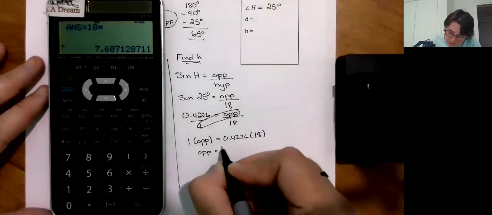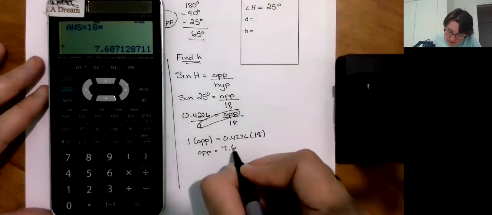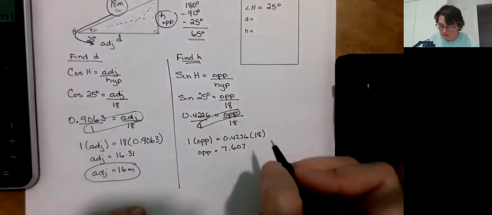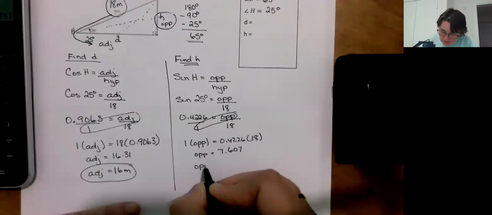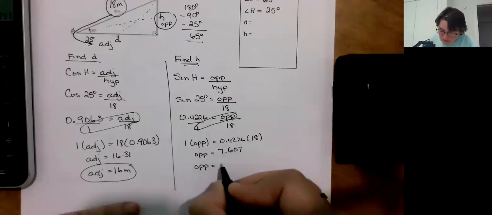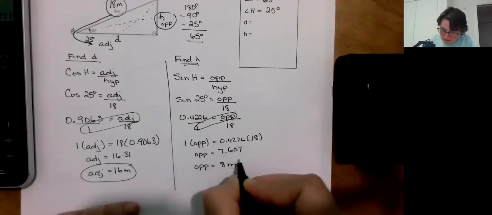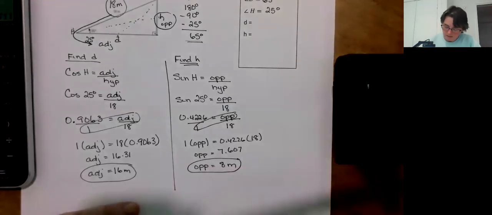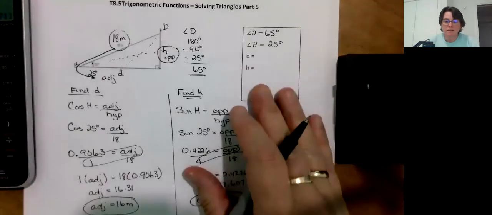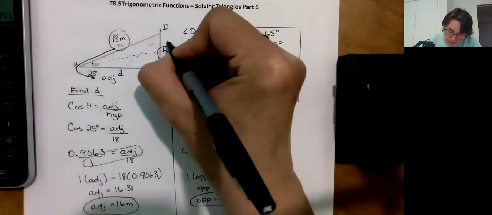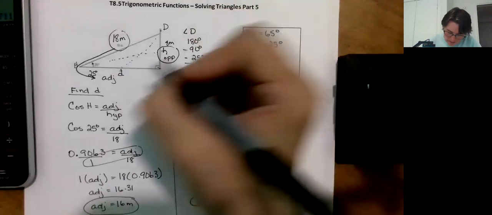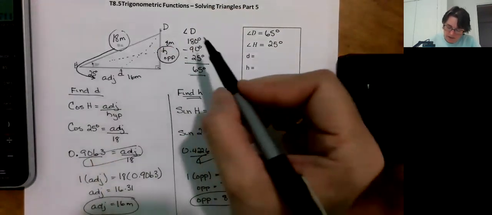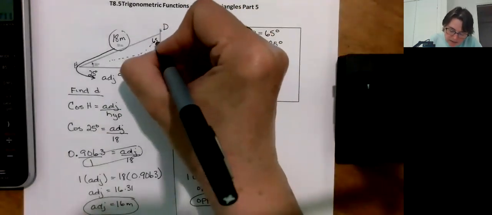Opposite is equal to 7.607. And what was I rounding to? We were rounding to the nearest whole number. So opposite is equal to 7.6, which is going to go to 8 meters. So we write it down. This is 8 meters, and this is 16 meters, and that was 25, and this one up here was 65.